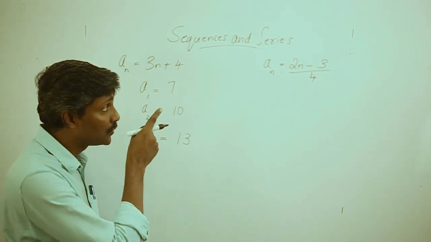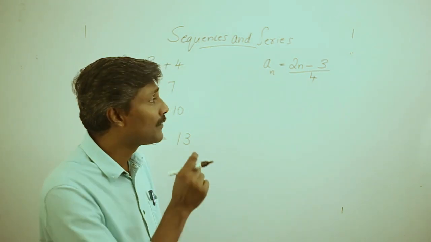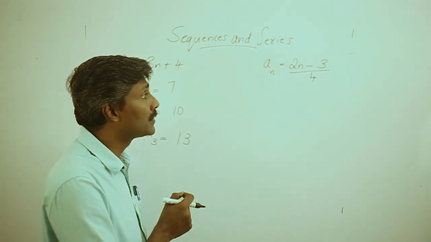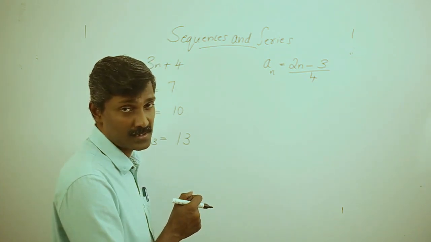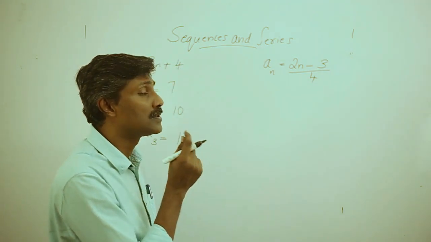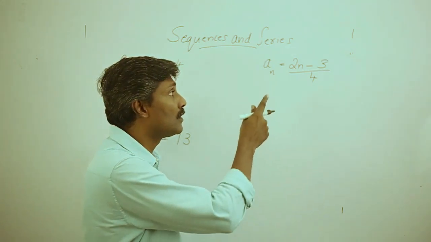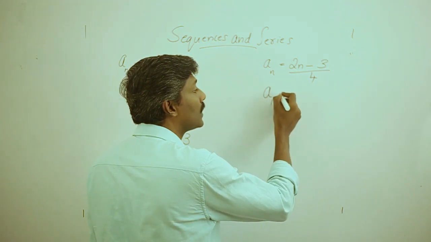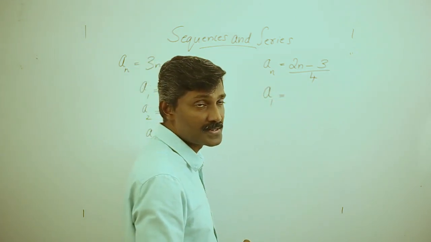Okay. Now let's go to the second one. You have a bit of division there, so there might be some decimals or some fractions coming in. Doesn't matter. Same application there also. You are asked to find out the first three terms of this sequence. I'm going to find out the first term. So what am I supposed to do? Just substitute n is equal to 1.